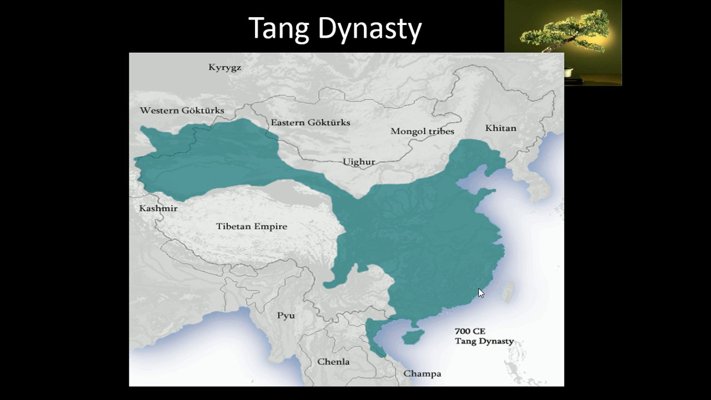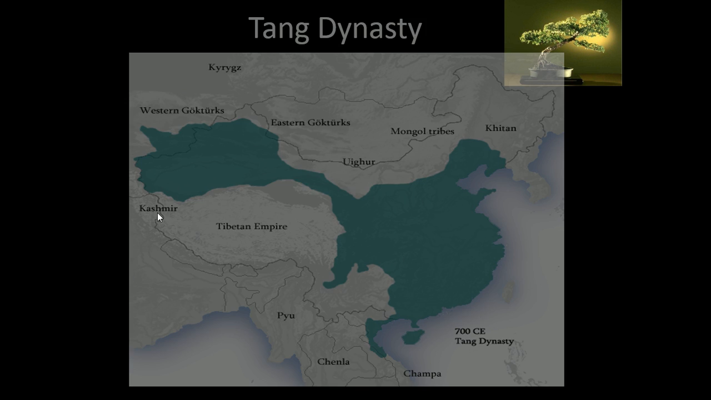And I want you to take a look at this map because you can see how large China was in this period. And you can also see how focused China was on controlling trade routes. Out here, you can see them controlling Silk Road trade all the way out into modern Central Asia.